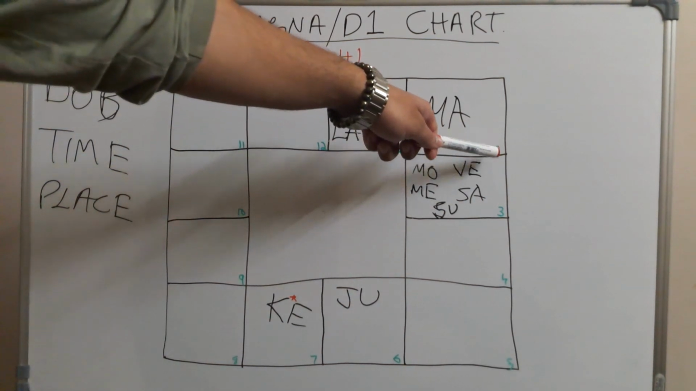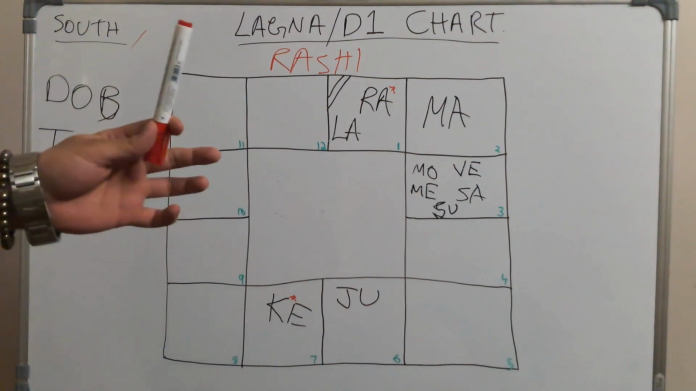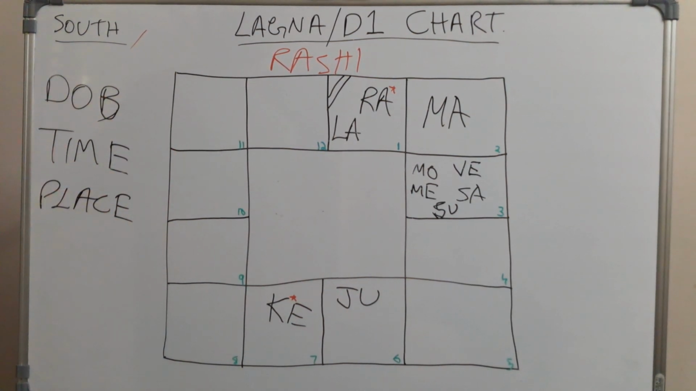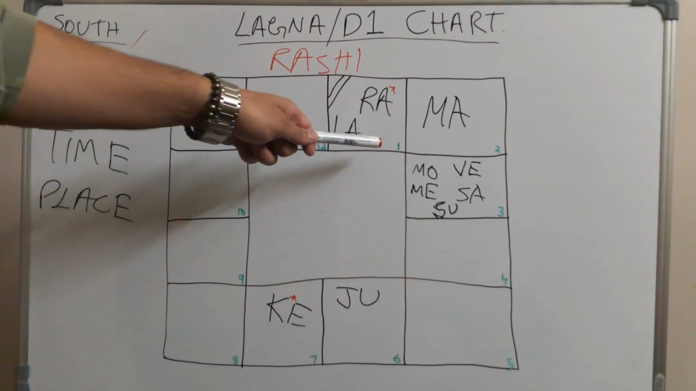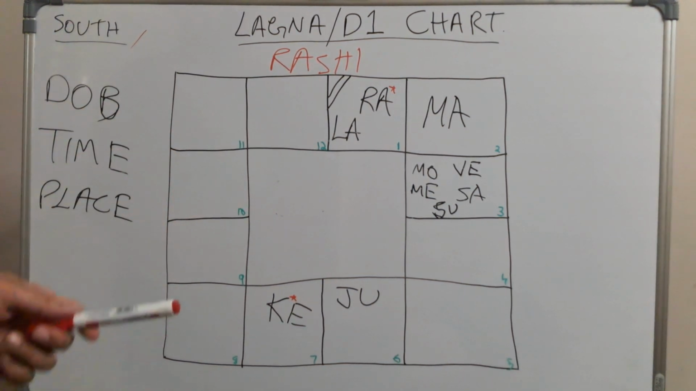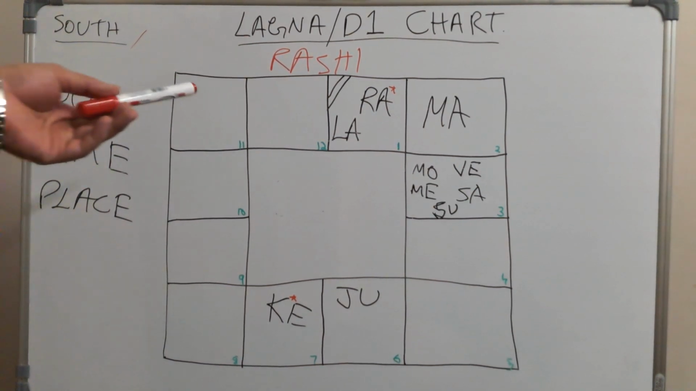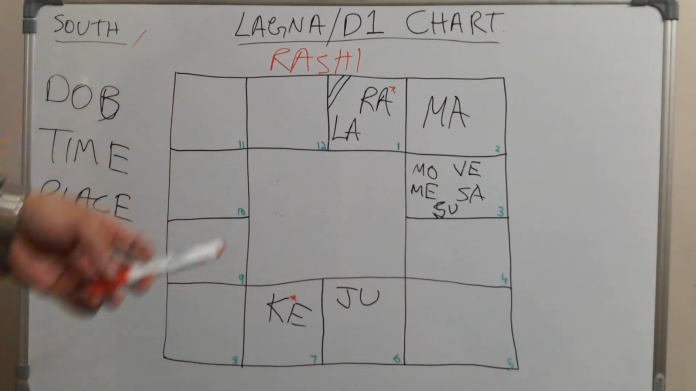I'll explain the concept regarding these numbers. These numbers are called houses. In a South Indian chart, these numbers represent houses, not Rashis. In a North Indian chart, these numbers represent Rashis. So that's why trying to stick to one style of chart is very important. I prefer the South Indian chart. I feel this is very simple and straightforward compared to the North Indian one. That's why I'm showing the South Indian chart.